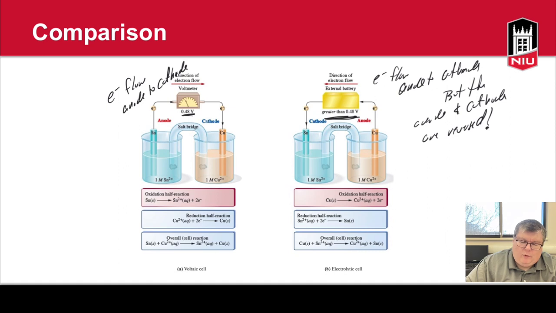If I add something more than 0.48 volts, if I add 0.49 volts, I have the reverse reaction becoming the predominant reaction. You have an oxidation half reaction, as copper metal gets oxidized to copper ions, and tin gets reduced to tin metal. Okay? And the overall reaction is the opposite. This is my electrolytic cell. This is my voltaic cell.